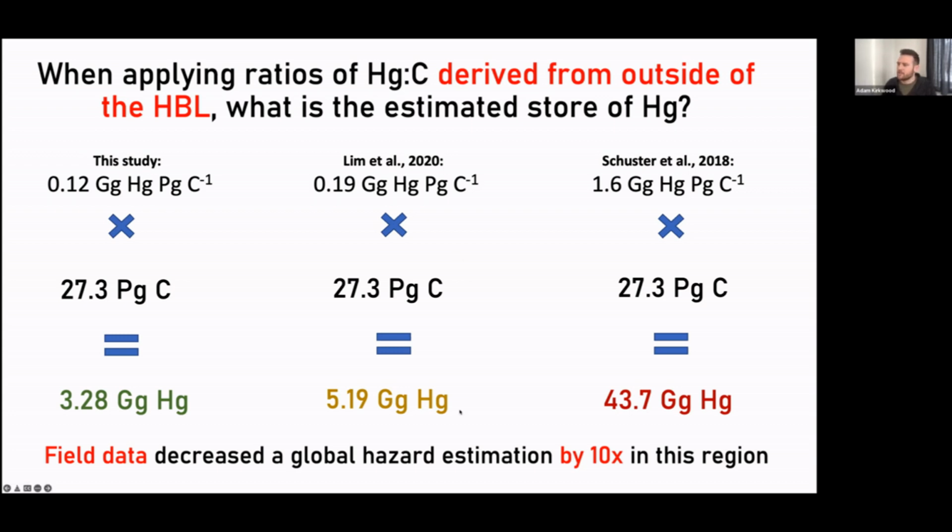I also want to just take a minute to point out that this 5.19 gigagrams of mercury that we would get from this estimation is statistically closer to the 3.28 gigagrams of mercury that we estimate based on region-specific data. But when we're talking about 2 million kilograms of a toxic heavy metal, it's a very significant difference to the communities that live in these regions. So this is just to demonstrate the importance of using local field data in the region compared to pulling in data from outside.